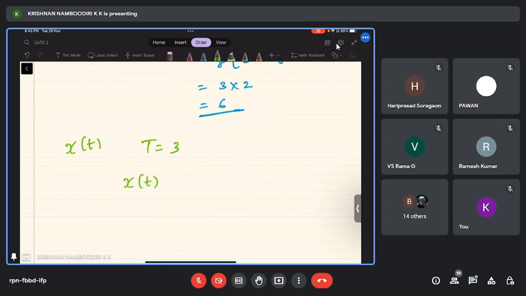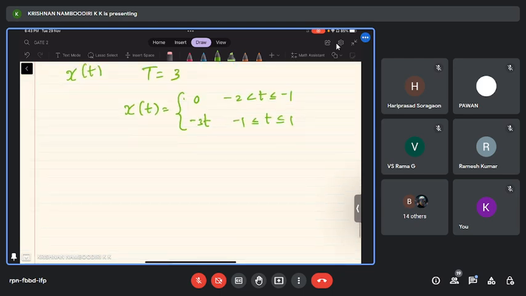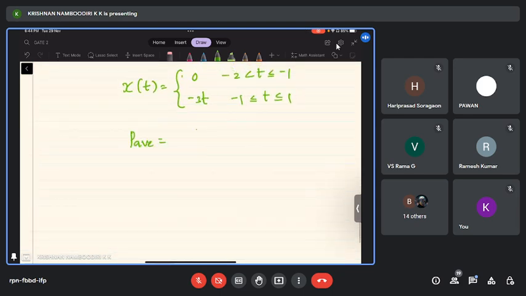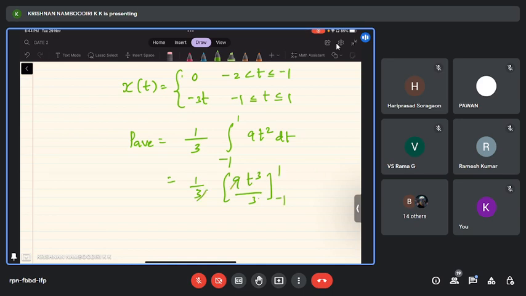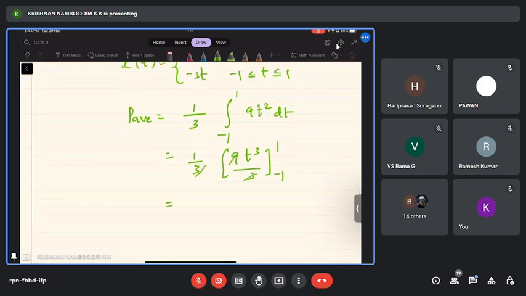So x of t equals 0 from minus 2 to minus 1, and minus 3t from minus 1 less than or equal to t less than or equal to 1. Now the average power equals 1 by 3. From minus 2 to minus 1, the value is 0. From minus 1 to 1, 3t the whole square is 9t square dt. So 1 by 3 into 9t cube by 3, from minus 1 to 1. So everything will get cancelled out. So this is nothing but... something wrong has happened.